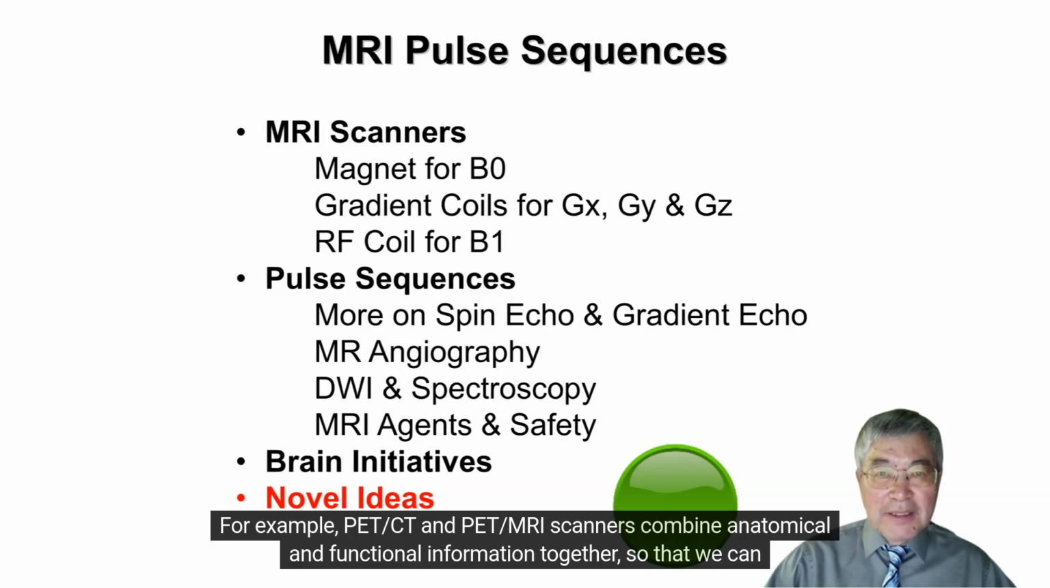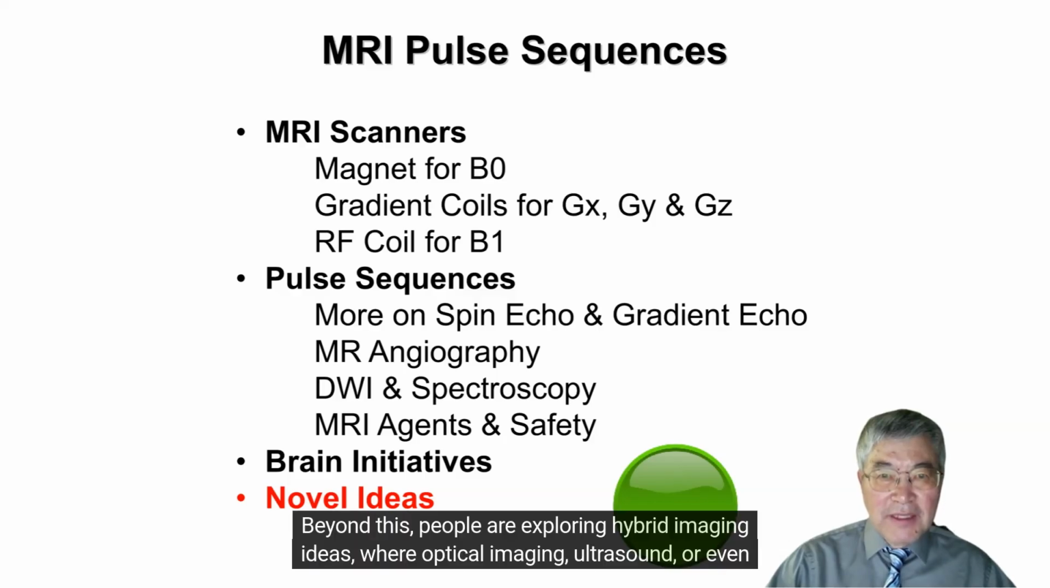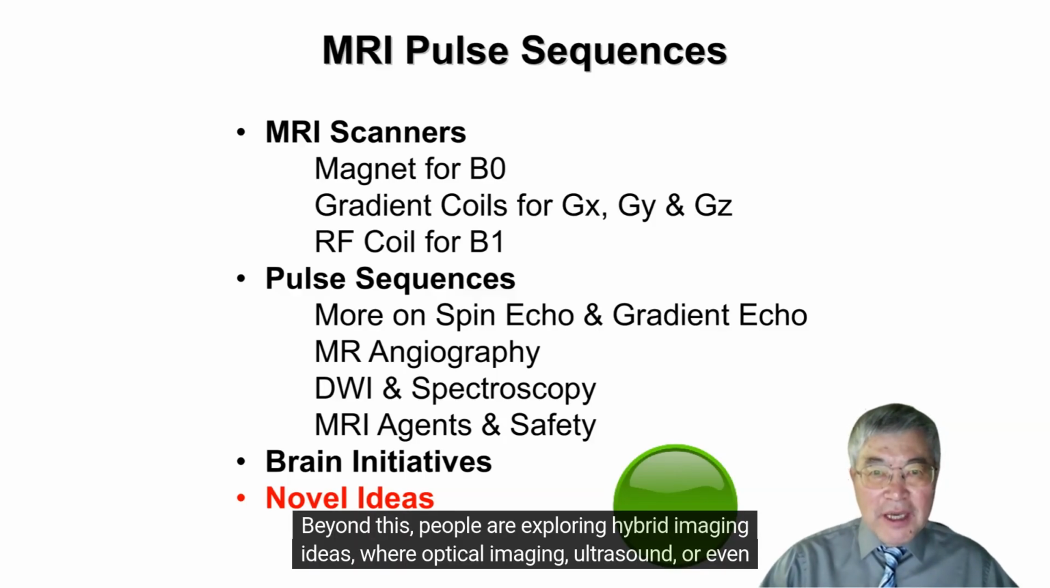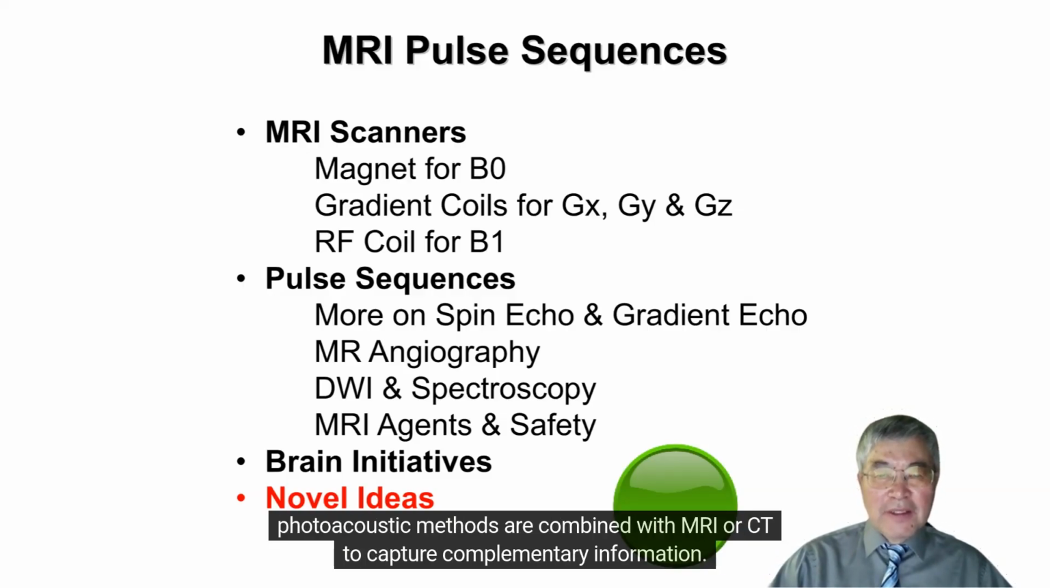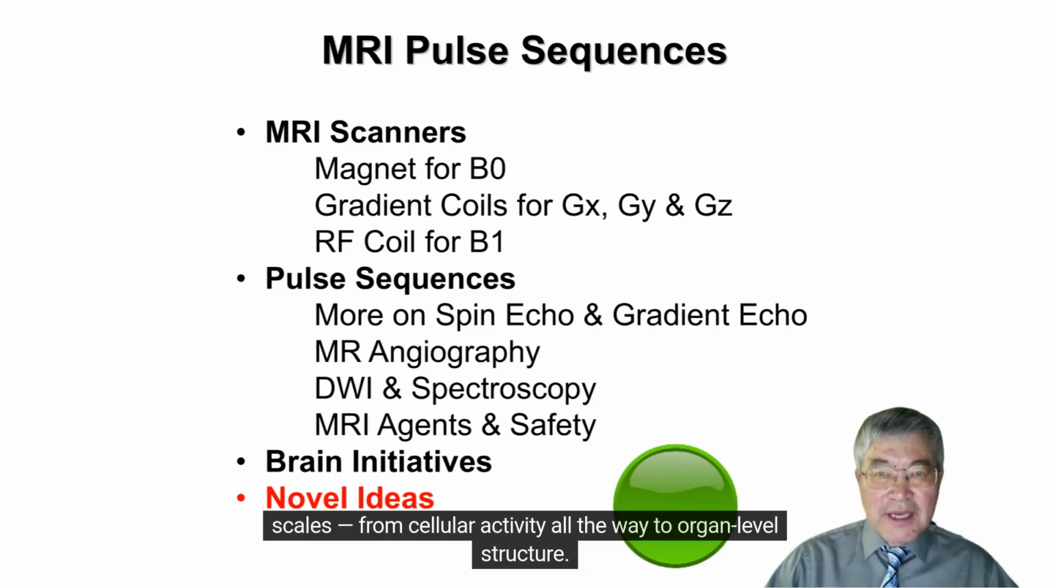For example, PET-CT and PET-MRI scanners combine anatomical and functional information together so that we can see both the structure and the physiology in one unified image. Beyond this, people are exploring hybrid imaging ideas, where optical imaging, ultrasound, or even photoacoustic methods are combined with MRI or CT to capture complementary information. These approaches can greatly enhance diagnostic accuracy and help us understand the body's processes at multiple scales, from cellular activity all the way to organ-level structure.